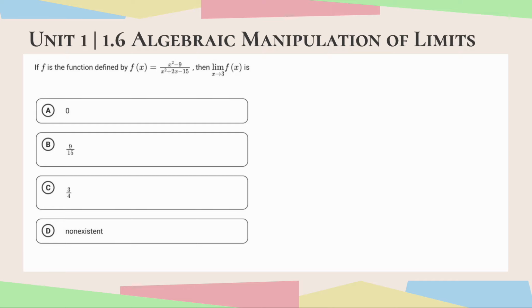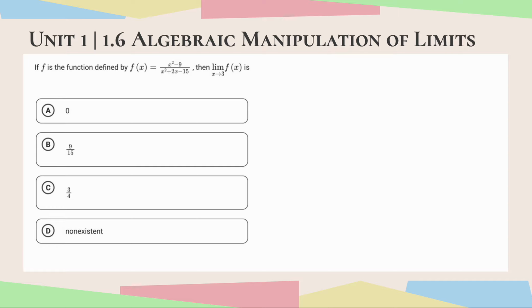Hey everyone, welcome back. In this video, we are going to cover topic 1.6, which has to do with algebraic manipulation of limits. And specifically, we are going to focus on the technique of factoring in order to find the limit. So this question states, if f is the function defined by f of x equals x squared minus 9 over x squared plus 2x minus 15, then the limit of f of x as x approaches 3 is what?